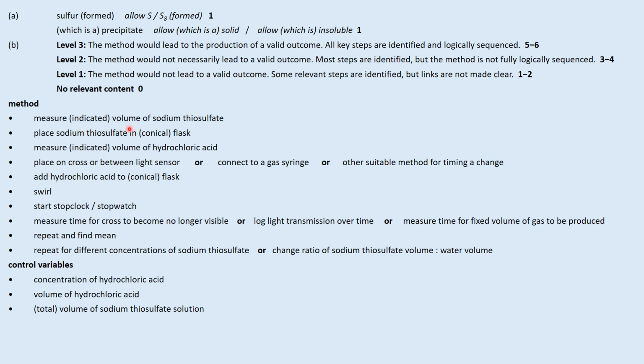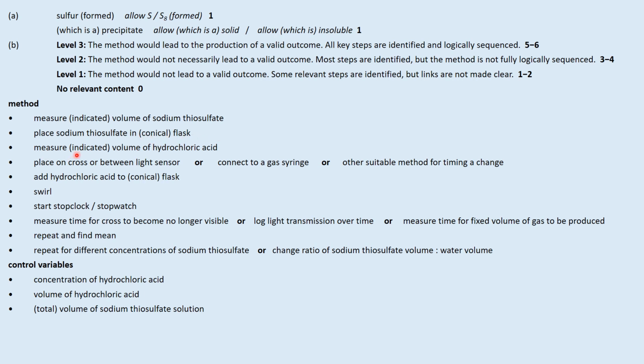So in terms of how this is going to work then, first of all, you would measure out a volume of sodium thiosulfate. That just means that if you wrote a number associated, that's obviously fine. So a sort of, I don't know, 10 centimeters cubed, 20 centimeters cubed, something like that would be fine. I would actually suggest writing with a measuring cylinder there as well. Place that sodium thiosulfate into a conical flask.